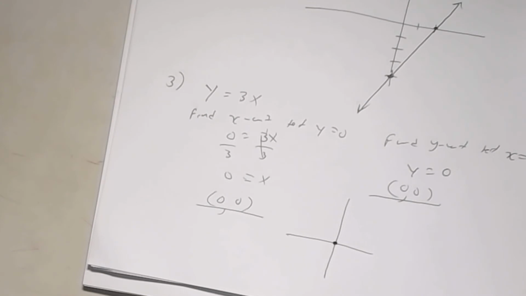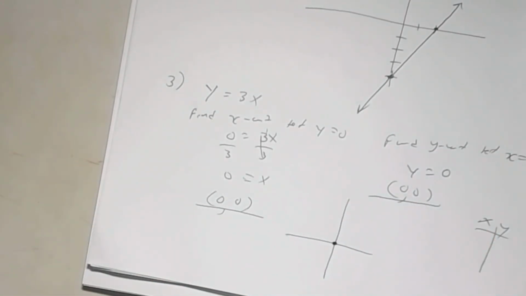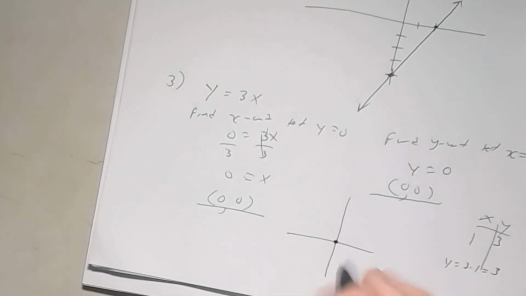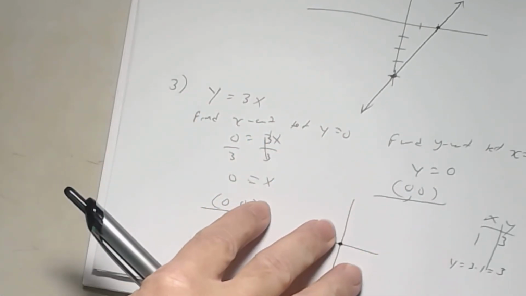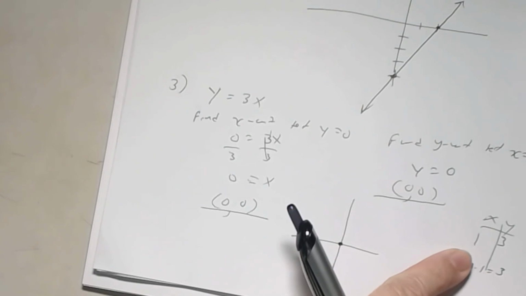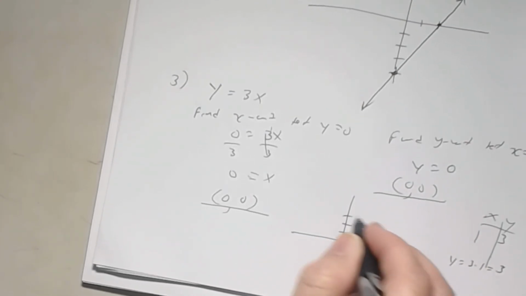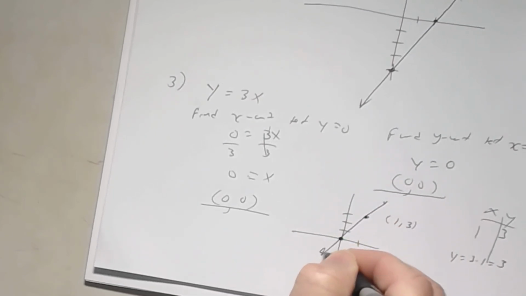So my MyMathLab is just going to say just find another point on the line. So in other words, use the t-table. Give me a number for x. You just need one more point. 1. If x is 1, I get y equals 3 times 1, which is just what? 3. All right, and then you can graph the line. So there is going to be a situation in MyMathLab where the x and y intercept is going to be the origin. You just have to use the t-table to find another point. So (1, 3) is here. And there's your line.